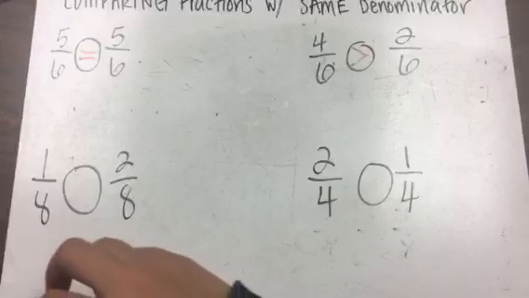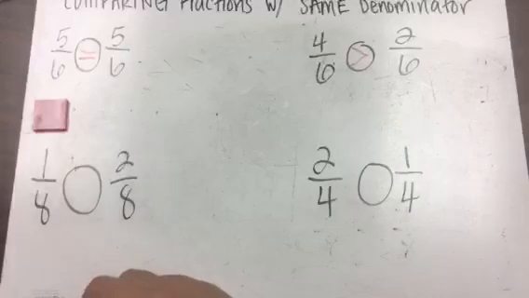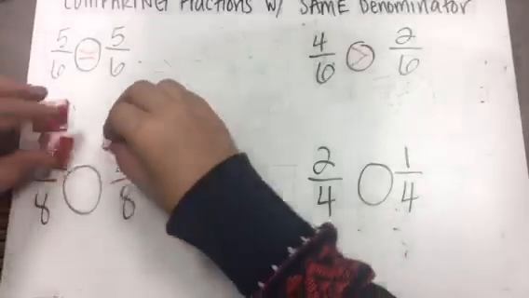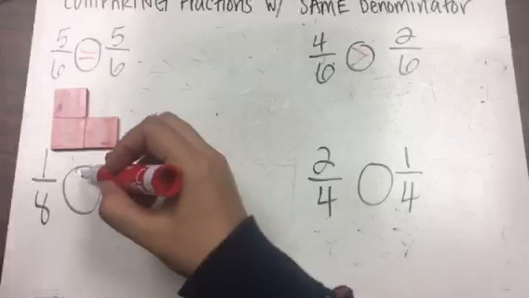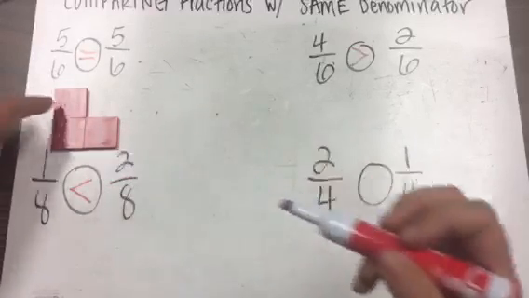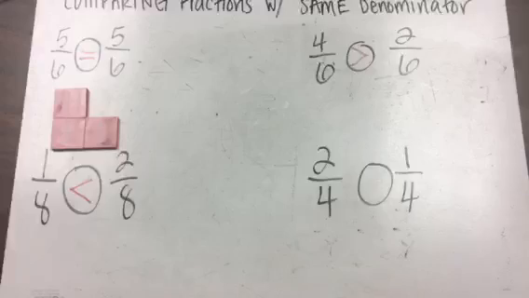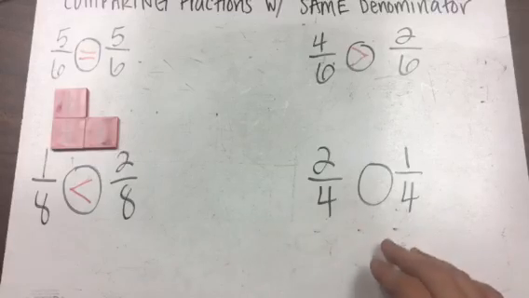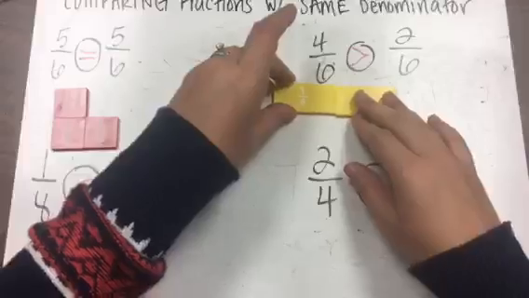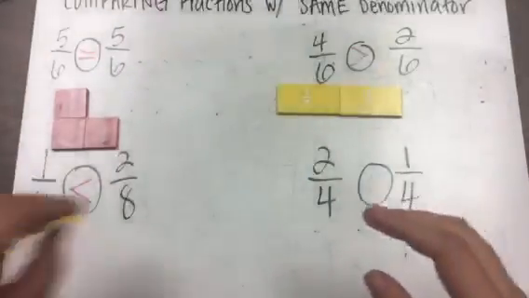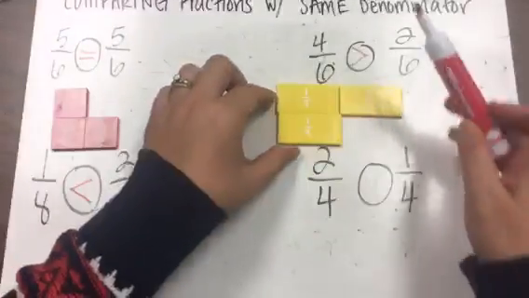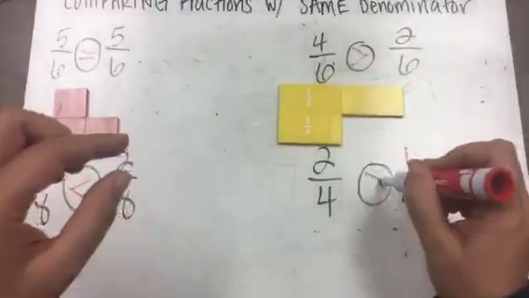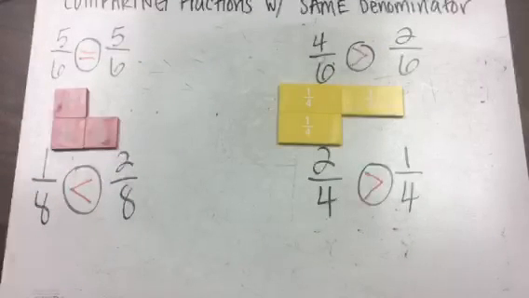Now, over here, we have 1/8 and 2/8. So 2/8 is greater than 1/8. And finally, we have 2/4 compared to 1/4. So 2/4 is greater than 1/4. And that's how we compare fractions with the same denominator.